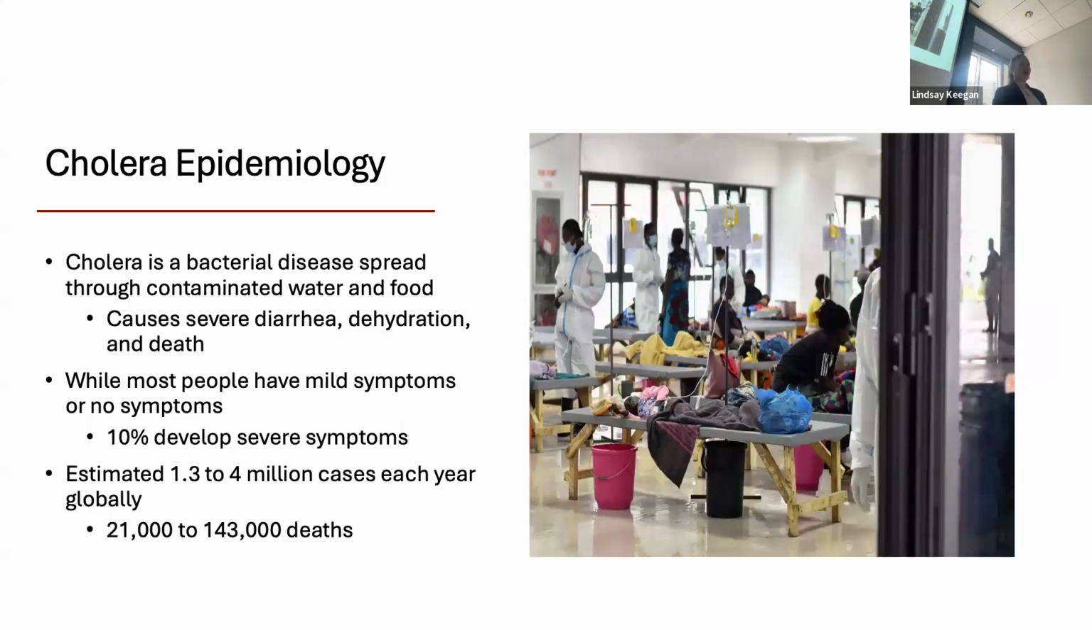For those of you who don't know, I know we have some cholera experts in here, so this is going to be a real overview for Daniel. But cholera is a bacterial disease spread through contaminated food and water. It causes severe diarrhea, dehydration, and death. And while many people or most people have mild or no symptoms, about 10% of people develop very severe symptoms that can result in death in a matter of hours. It's estimated that there's anywhere from 1.3 to 4 million cases each year globally, resulting in sort of a broad range, but somewhere around 21,000 to 140,000 deaths.